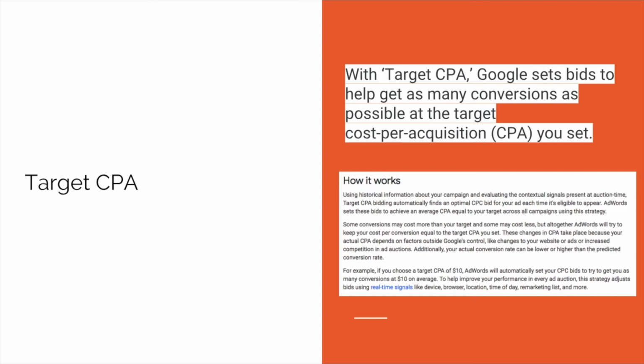You can just set a bid strategy saying target CPA of $20. Now, that's my bid and I wouldn't want to pay more than that. Google automatically sets your CPA to the target CPA of $20 and will help you get as many conversions as possible.